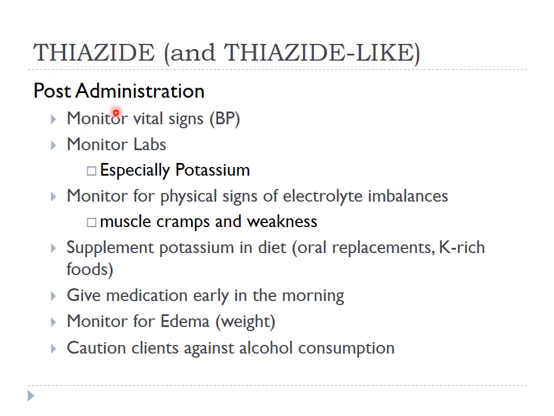Post-administration, monitor vital signs, monitor labs, especially potassium. Look for muscle cramping and weakness, because this will show you the onset of potassium loss. Possibly supplement with potassium supplements as well. This medication is best given early in the morning. Monitor for weight changes, because you want to make sure you're actually moving fluid. And don't drink it with alcohol.